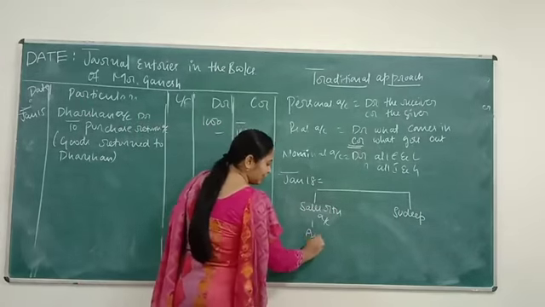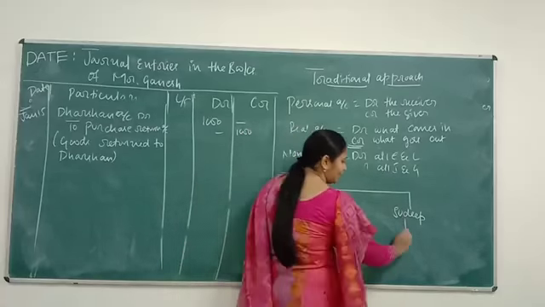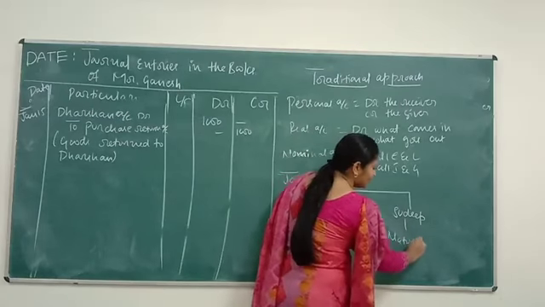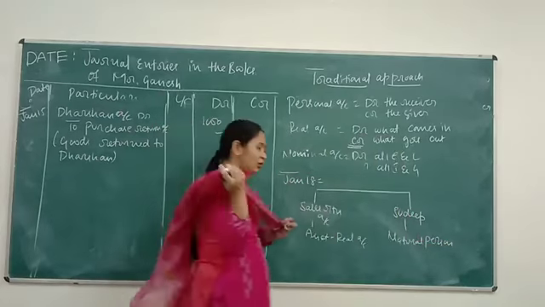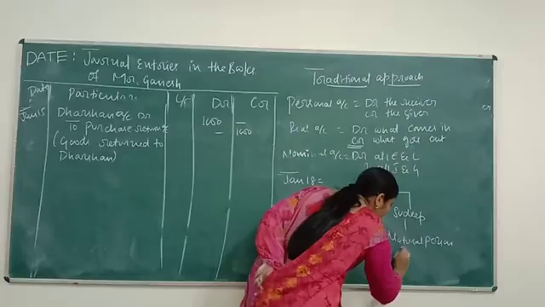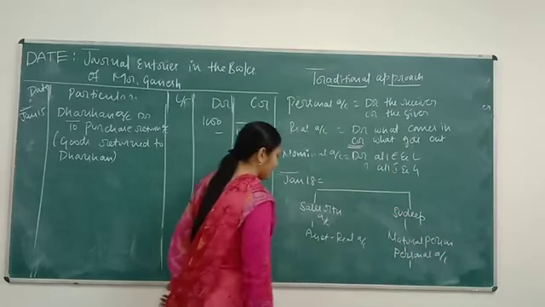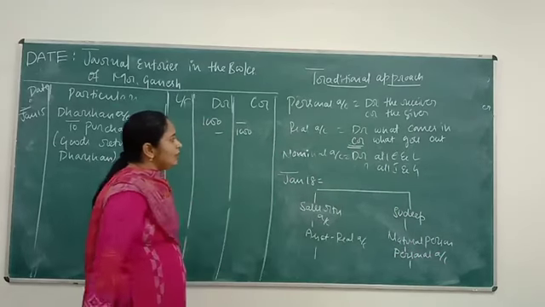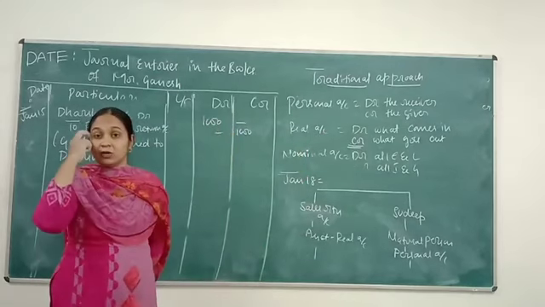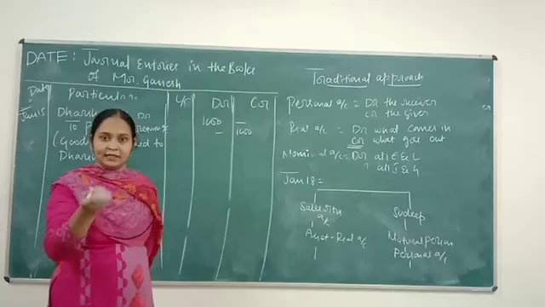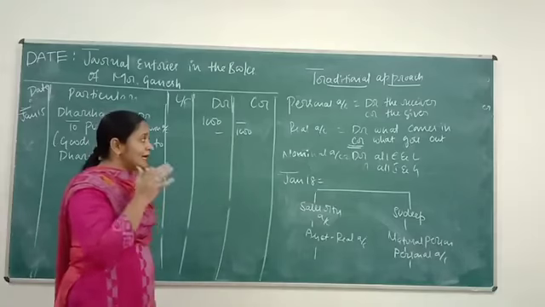Now here he is returning goods. So goods is an asset. Which account rule? Real account rule. Sudeep is a natural person. Which account rule? Personal account rule. Is it coming in or going out? Sales return. The customer is returning goods back to us. So it is coming in.